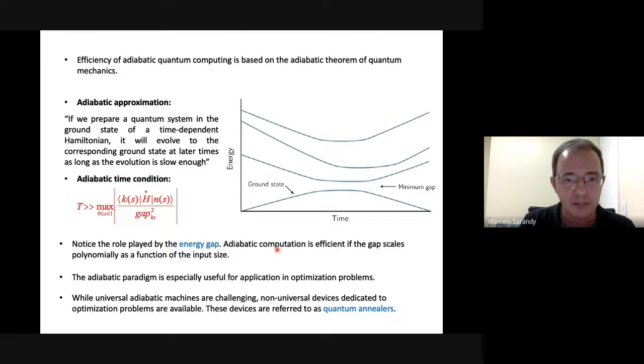Okay, so these universal adiabatic machines are challenging to build. However, we already have, at the commercial level, non-universal devices dedicated to optimization problems. These devices, which are noisy versions of adiabatic quantum computation, are referred to as quantum annealers. So quantum annealers can be thought of as devices running in a noisy environment that try to implement adiabatic quantum computation. These quantum annealers are usually not universal at this moment, with current technology at least, okay?